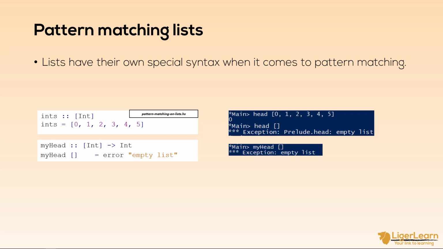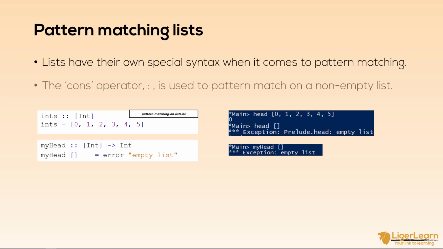Now, for the case where the list is not empty. To pattern match on lists which are not empty, we make use of the cons operator. The cons operator is depicted by a colon. Let's have a look at the rest of the definition for myHead, which uses the cons operator. When writing a pattern match for a non-empty list, you need to place it within brackets, like so. We then use the cons operator to destructure the list into the values which it contains.